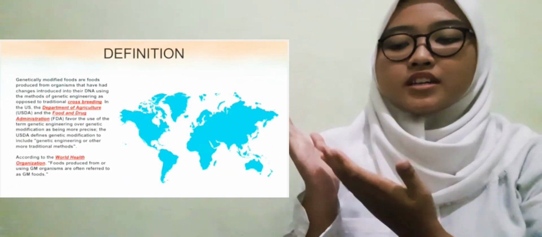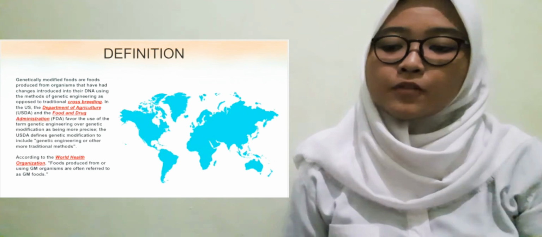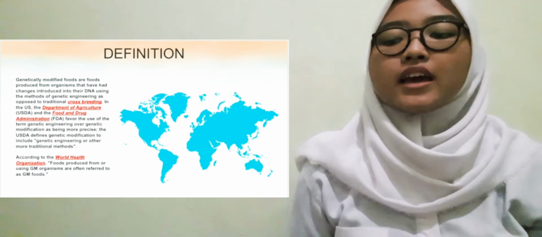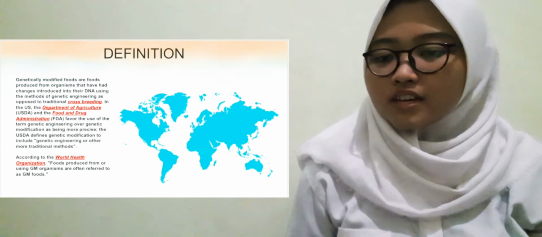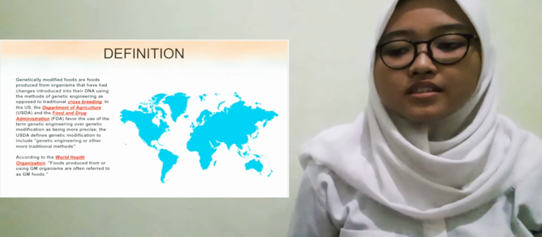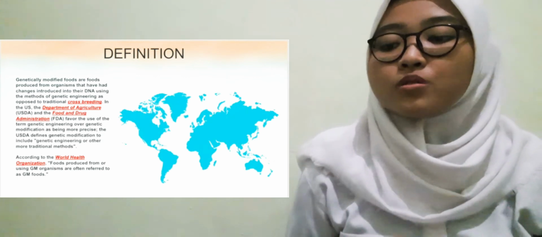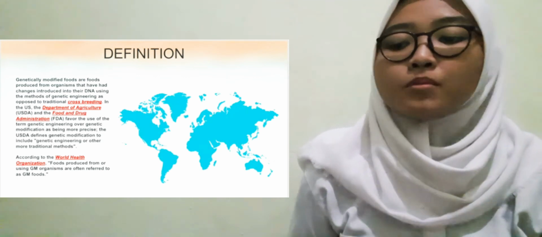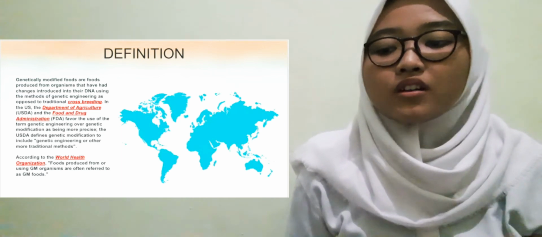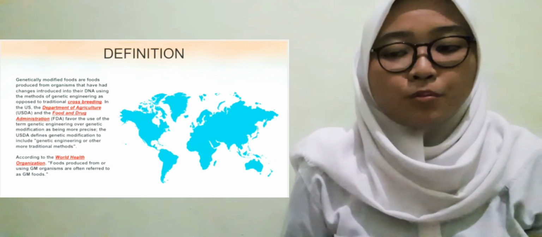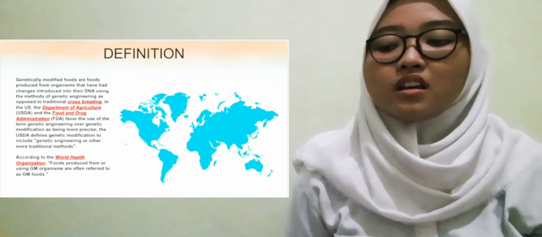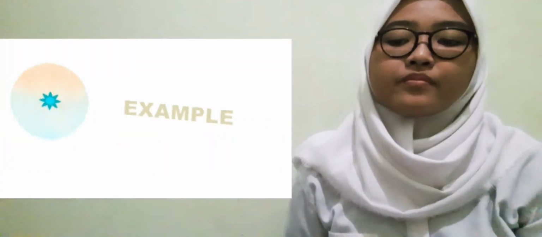Next, definition. Genetically modified foods are food products from organisms that have had changes made to their DNA using the method of genetic engineering, as opposed to traditional crossbreeding. In the US, the Department of Agriculture or USDA and the Food and Drug Administration or FDA favor the use of the term genetic engineering or genetic modification as being more precise. The USDA defines genetic modification to include genetic engineering or other more traditional methods.